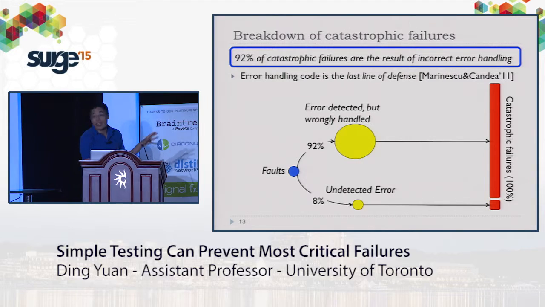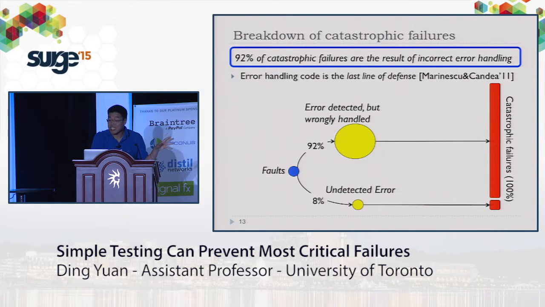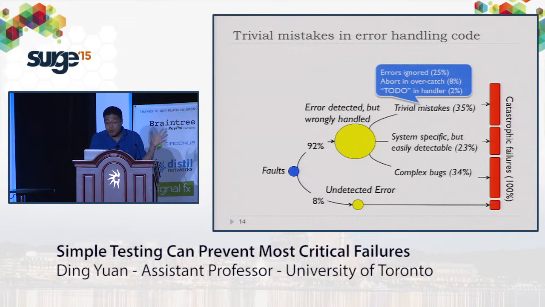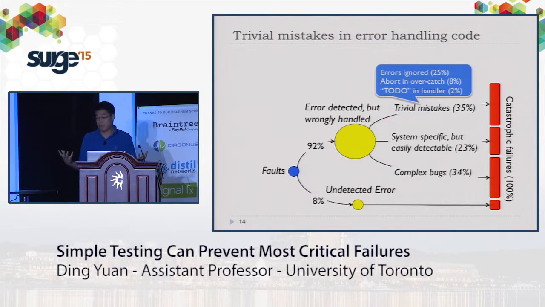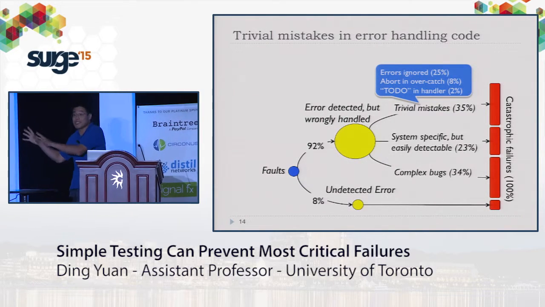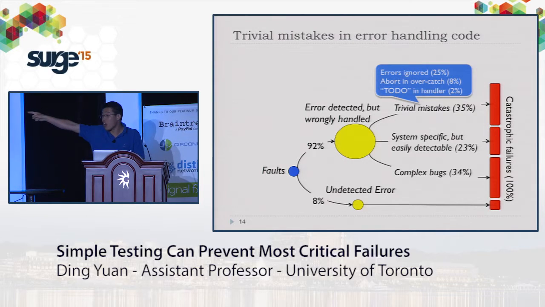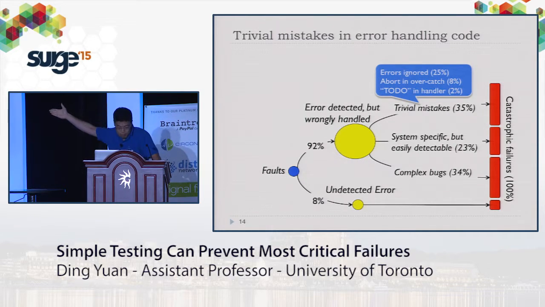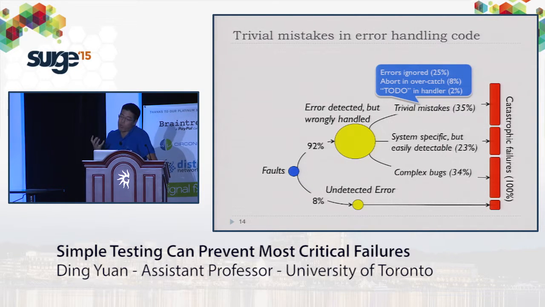But if we further break down these bugs in the error handling code, we can see that over 1/3 of them are caused by trivial mistakes. So for these bugs in the error handling code, you do not need any system-specific knowledge to detect them. So for example, one of the patterns is the error is simply ignored, not handled. Okay? And in fact, this trivial mistake has caused 1/4 of the catastrophic failures we studied. All right. And another pattern we found is we call abort in overcatch.